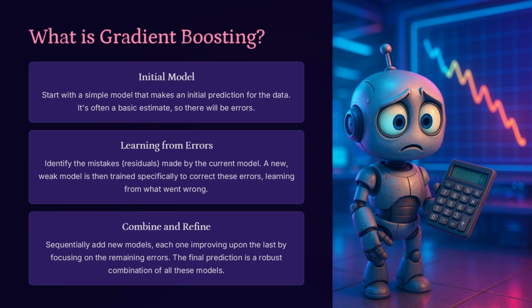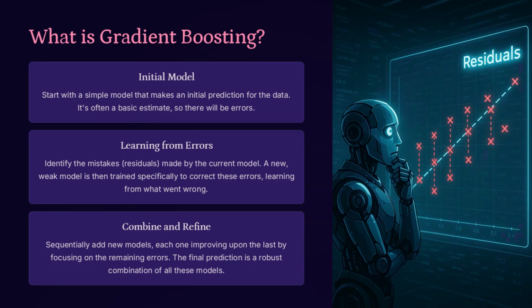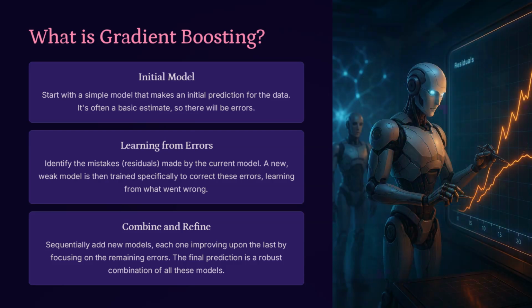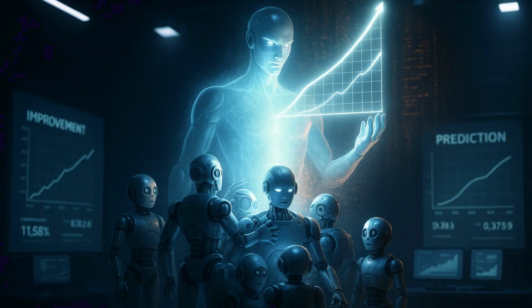Imagine starting with a simple model that gives a rough prediction. It's not perfect, just a first guess. Next, we look at where it went wrong. These errors are called residuals. Then comes the smart part. Another model is trained, but this one focuses only on fixing those mistakes. We repeat this process, each model improving on the last step. And finally, we combine all these models to make a powerful, accurate prediction. That's gradient boosting, learning from mistakes and getting better with every move.